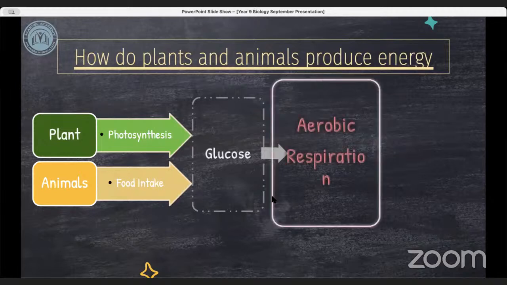Okay, so plants produce glucose, so we humans use it. Okay, clear? Right.